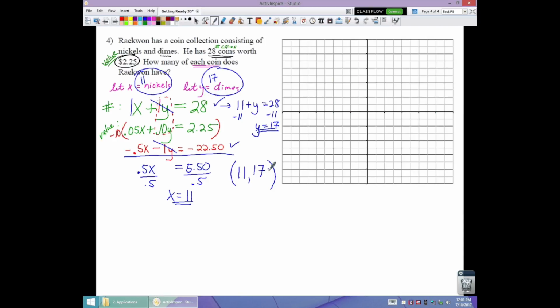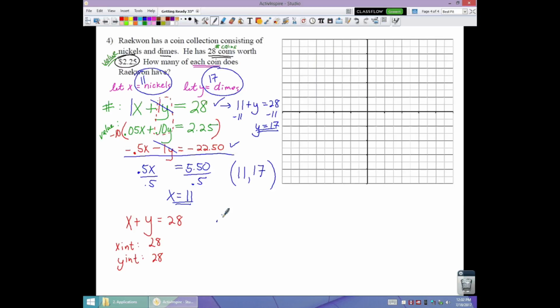So how are we going to graph this one? Well, this one doesn't have a scale, so let's find all of our intercepts for both equations first, so we know what kind of scale to choose here. So our x and y intercepts for the first equation, x plus y equals 28, when I ignore the y term, x is equal to 28. When I ignore the x term, y is equal to 28. So both intercepts are 28 for that equation.